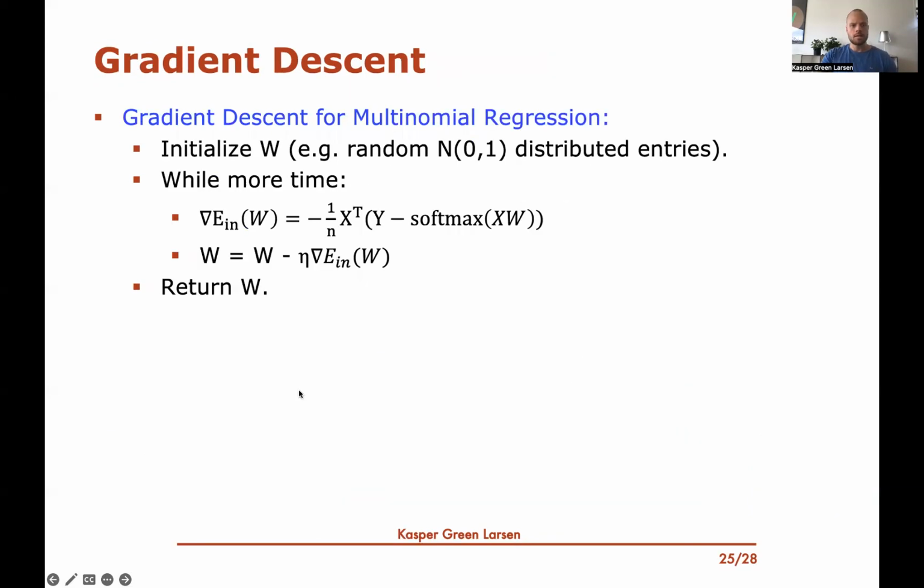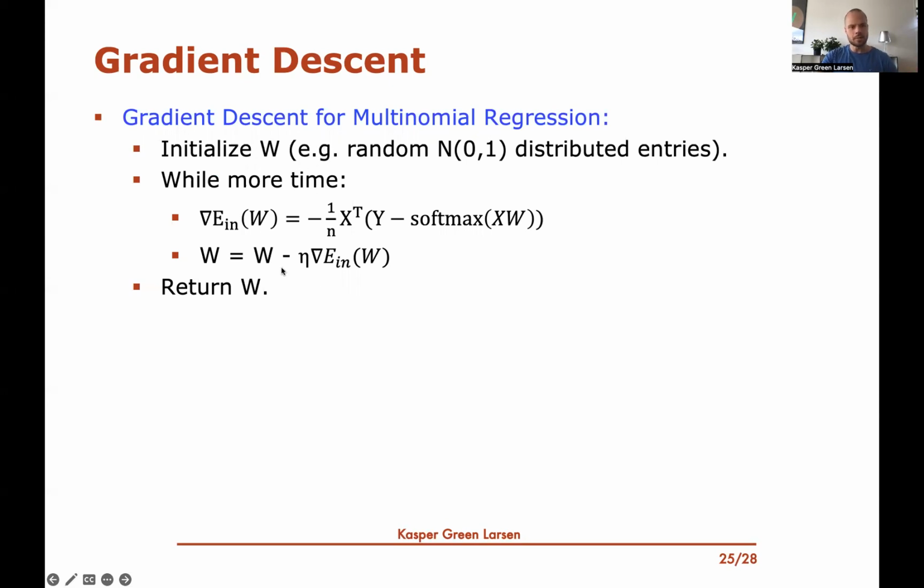Okay, so with that, we're basically done. We can just take this template for gradient descent and plug in this gradient. So the gradient descent for multinomial regression is nothing more than initializing this matrix of model parameters W, for instance, as normal distributed random variables with mean 0 and variance 1. Or you can find some other way of initializing if you want.